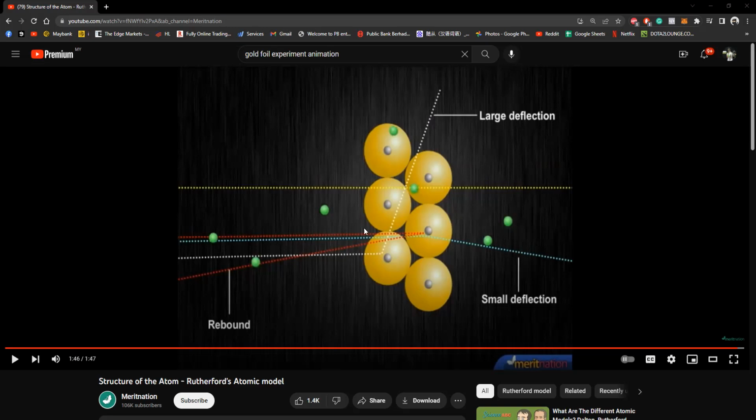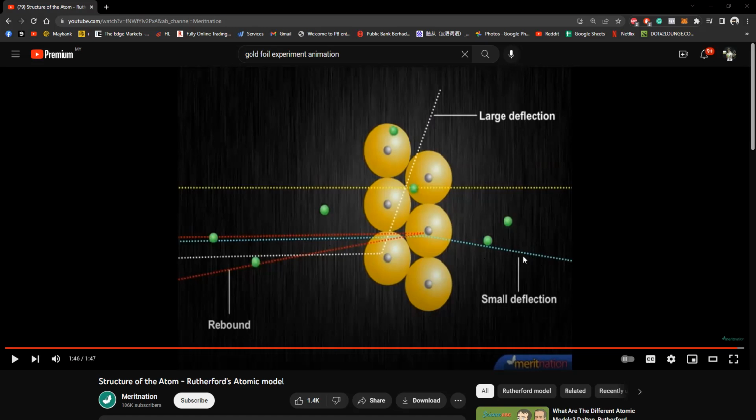The second thing he proved: you see this blue color line here? When you graze the nucleus a little bit, you see that it suffers a small deflection. This proves that most of the mass is within the nucleus itself. That's why when I shoot the alpha particles onto it, the nucleus will not move because it's very heavy. Instead, the alpha particles get deflected by a very small angle.